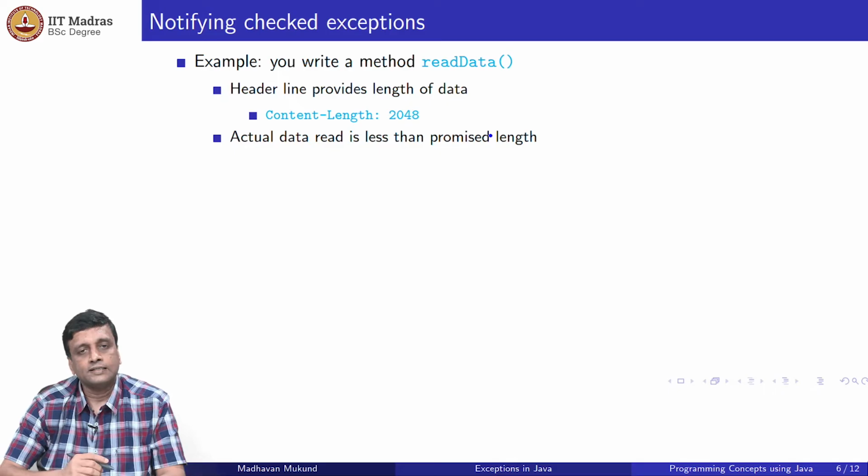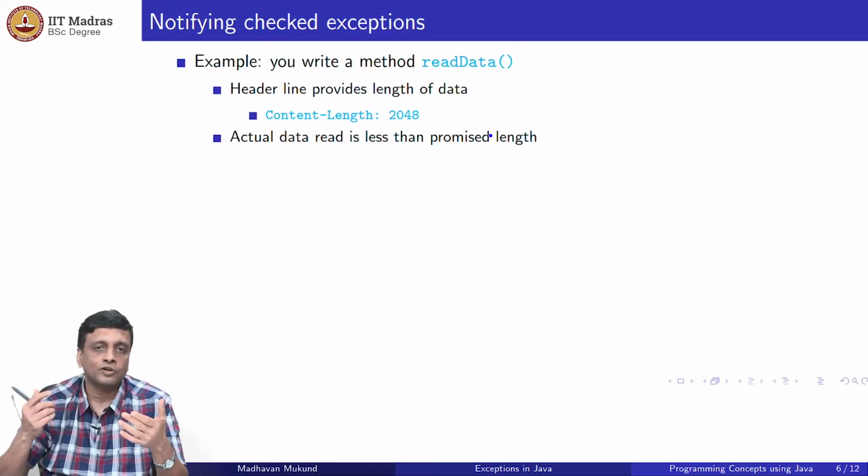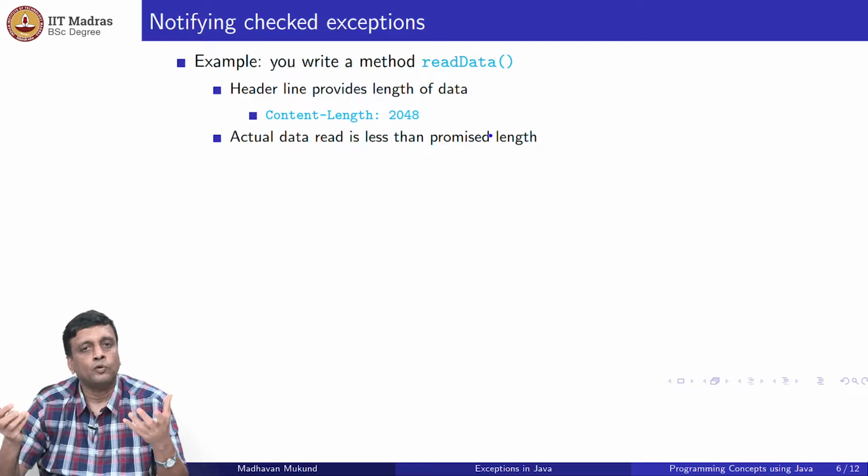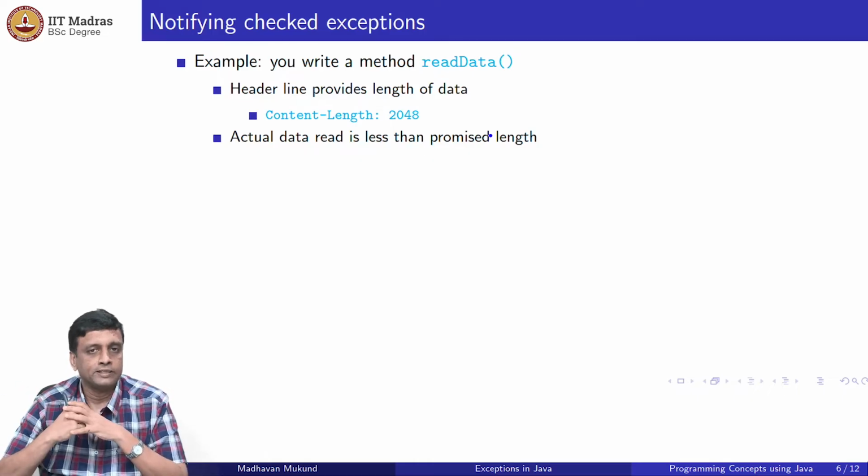So let's look at these checked exceptions, right. So supposing you are trying to read some data from some source, and maybe the first line of the data tells you something about how much data there is, right. So this typically happens, for instance, when web browsers read web pages, right. So there is usually a content header, as it's called, which tells you how long the web page is, how many bytes the web page is.